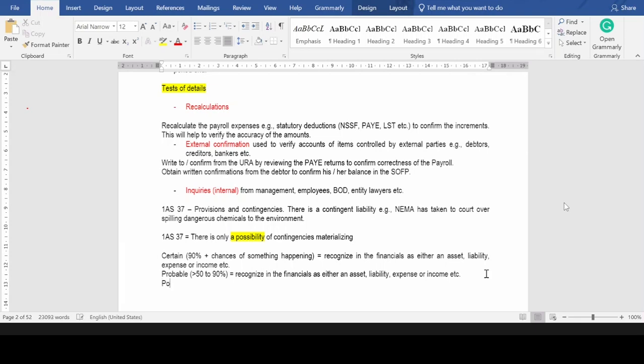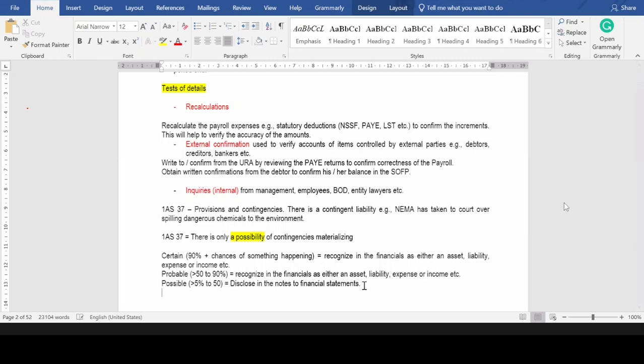But if it is possible, only there's a possibility, that is above 5%, below 50. Here, disclose in the notes to the financial statements. Here you don't recognize a provision, but you do what? You just disclose. You don't write in the figures, you just disclose.